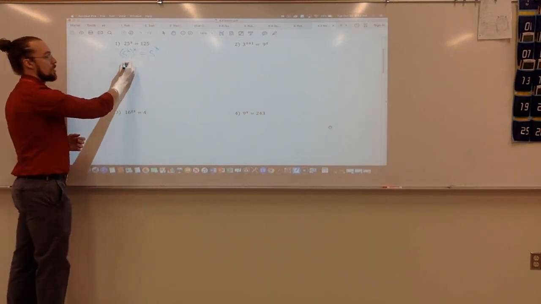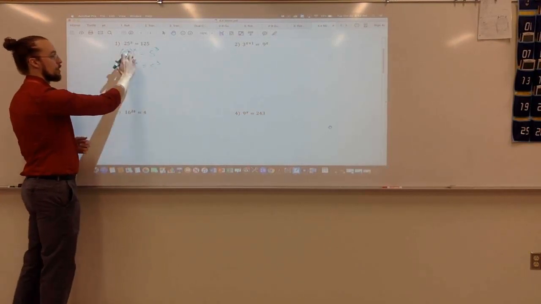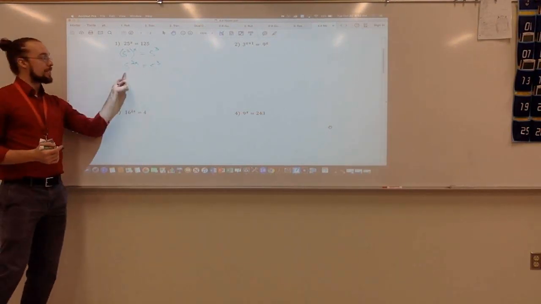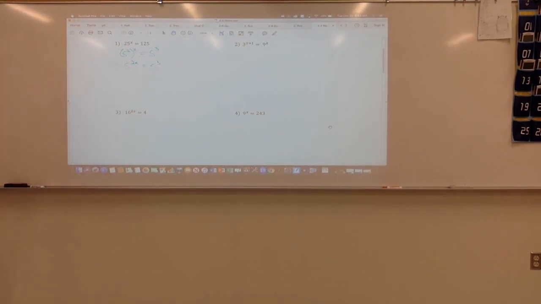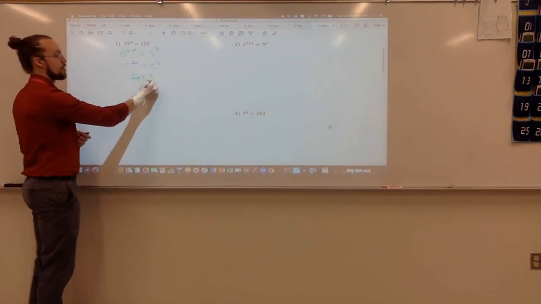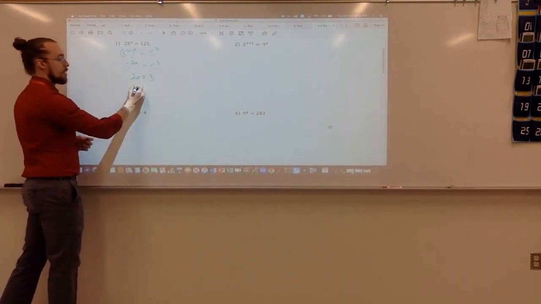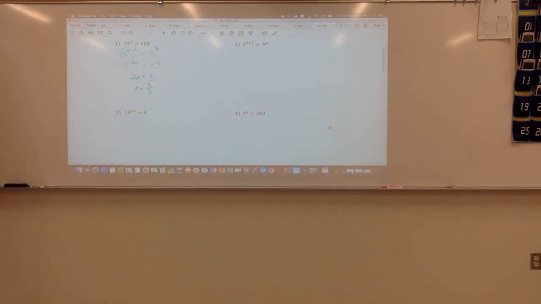So this would just be the same as 5 to the 2x. If I've got a power to a power, I just multiply the exponents together. So now, if I have the exact same base, I can just set the exponents equal. The exponents would have to be equal for this equation to hold true. So now we can just say 2x equals 3. Divide both sides by 2. We get x equals 3/2.